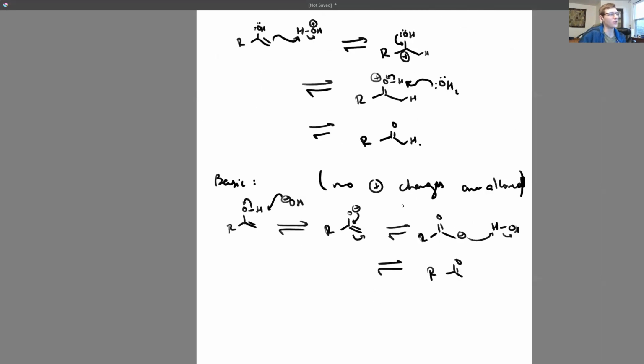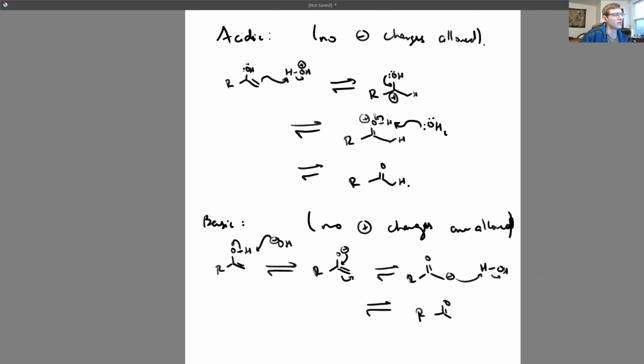Compared to with acid, we protonated first, then we made the ketone, and then we took off that hydrogen. So they kind of go backwards to one another, but yeah, they kind of do.